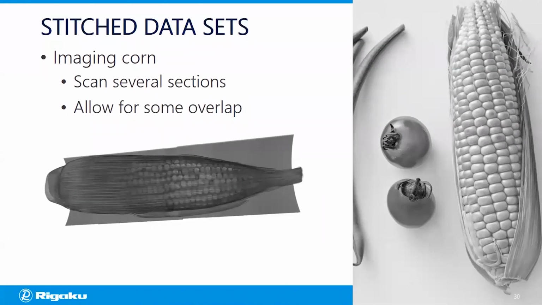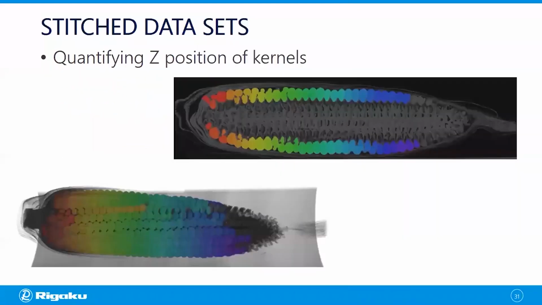So what types of questions might we want to learn about corn? Well, first, we may want to look at kernels, and to do that, we first have to isolate each kernel so that we can compare one kernel to another, or different populations of kernels to one another. So in this case, I used a watershed transform to identify each kernel, and then we can start to do further quantitative analysis.